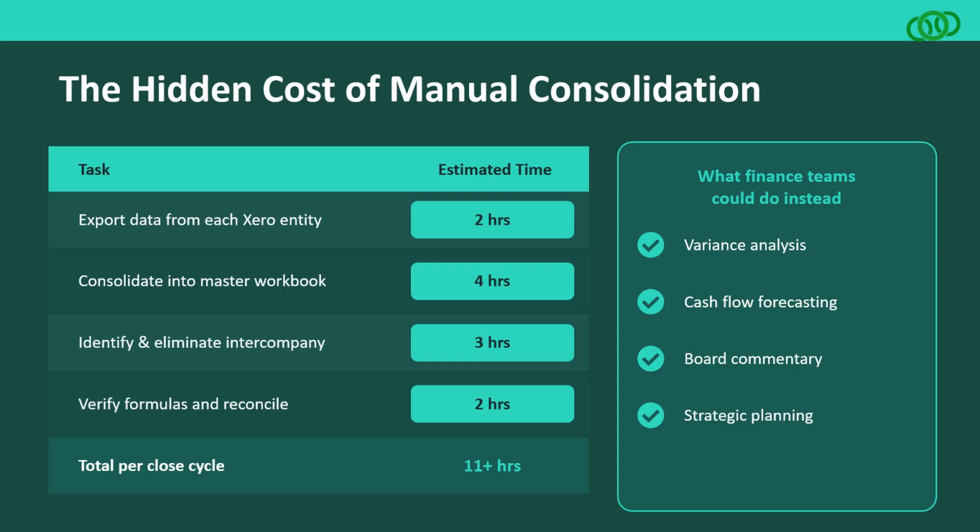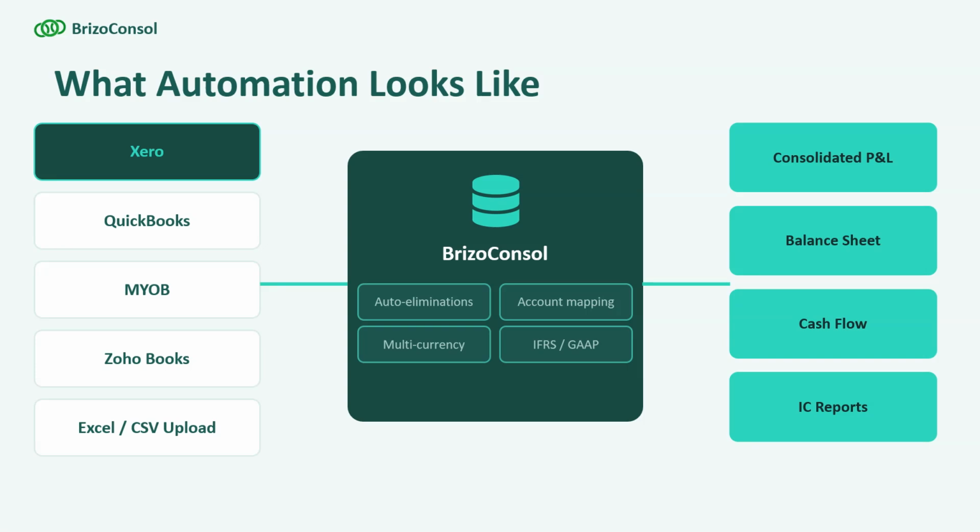The direct cost of manual consolidation is not just time. It also impacts confidence in the numbers. Finance teams often spend hours validating results, checking formulas, and reconciling differences. This is valuable time that could be spent on forecasting, planning, and business analysis. Modern consolidation platforms automate many of these steps. Instead of exporting data into spreadsheets, financial information flows directly from accounting systems into a centralized consolidation environment. Eliminations, mappings, and reporting rules can be configured once and reused every month. This reduces manual effort and improves consistency.